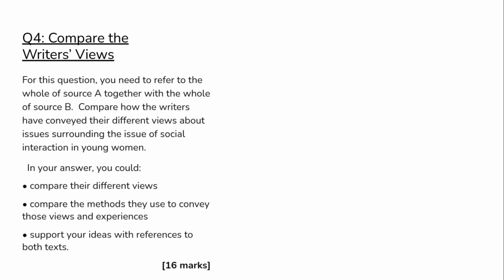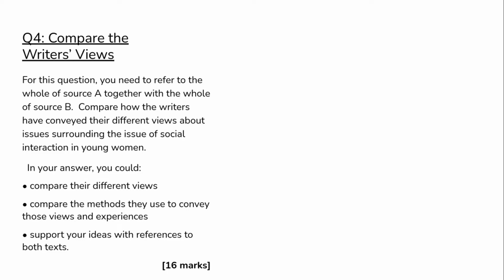Okay, finally, on to question 4, compare the writer's views. Now, this question is, as I said, a kind of mixture of questions 2 and 3. It encourages you to compare both, but also analyze the writer's methods. But specifically, it's asking you to analyze how the writers get across their different viewpoints and ideas on the issues of the paper. So the one we're going to look at is the topic of social interaction in young women. So that would be the thing you are asked to talk about the writer's opinions on.